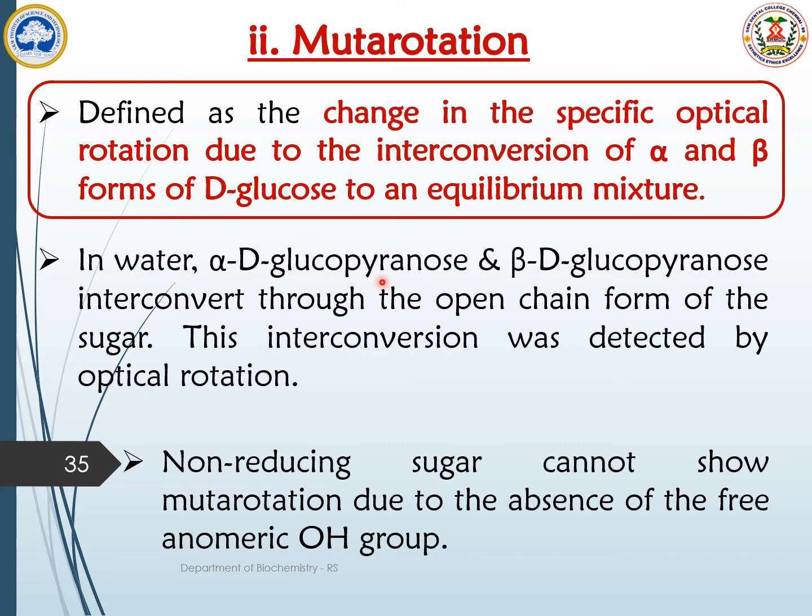When the alpha D-glucopyranose is incubated for a few hours, it will interconvert itself into the beta form. Similarly, the beta D-glucopyranose, when incubated for a few hours, again interconverts itself to form the alpha form. This happens through the open chain form of the sugar. This interconversion was detected by optical rotation. Usually, non-reducing sugars cannot show mutarotation due to the absence of a free anomeric OH group.